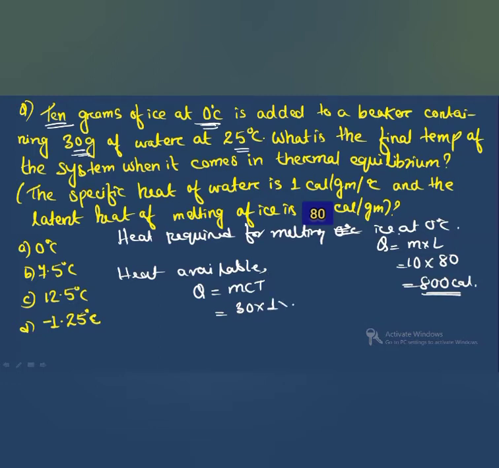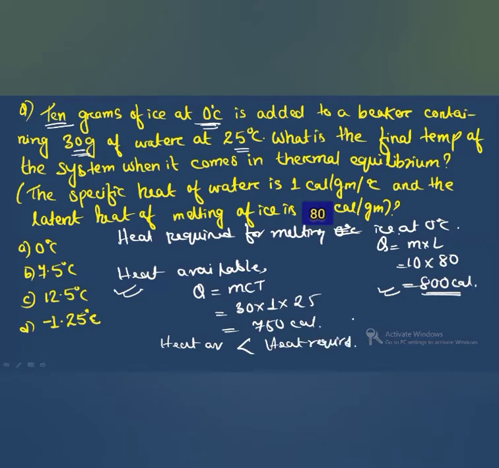1, and the temperature is given 25. So when you calculate this, you will get 750 calories. Now you see the heat available is less than the amount of heat required, right? You will write here: heat available is less than heat required.